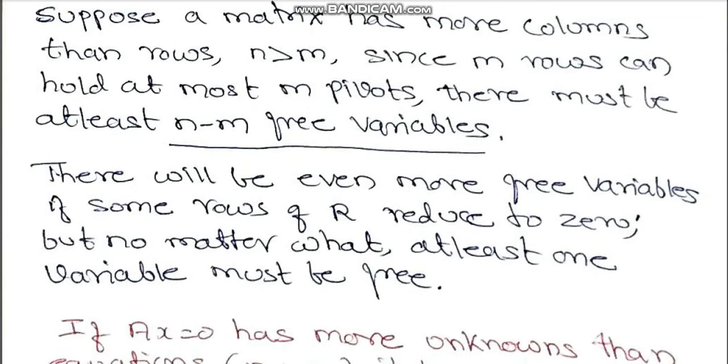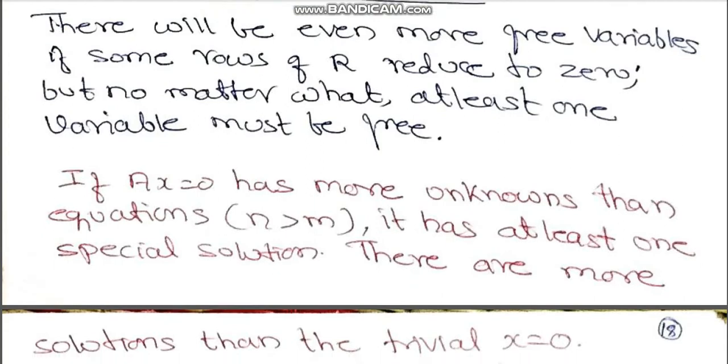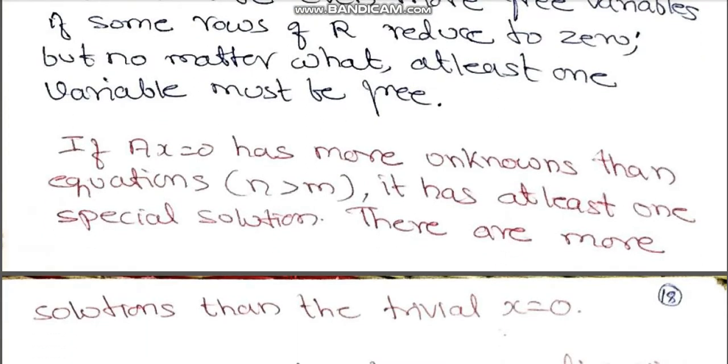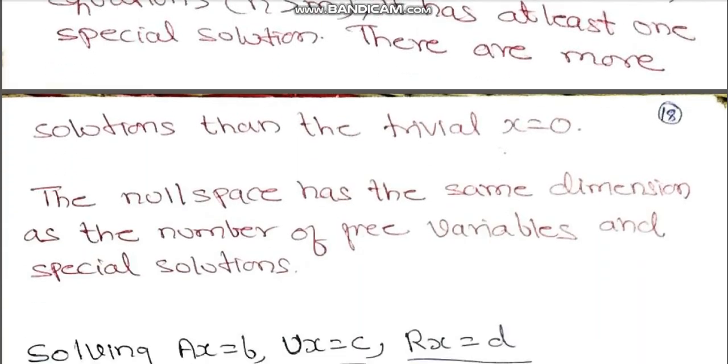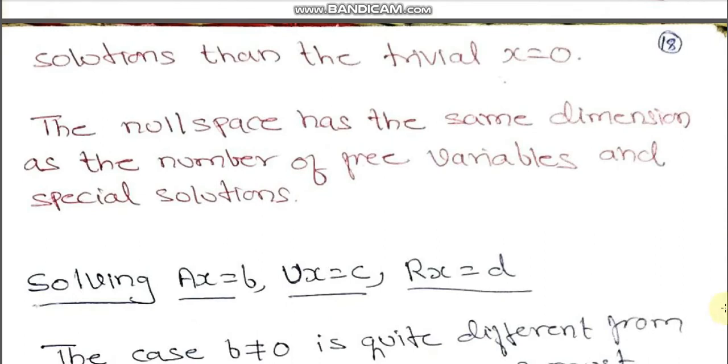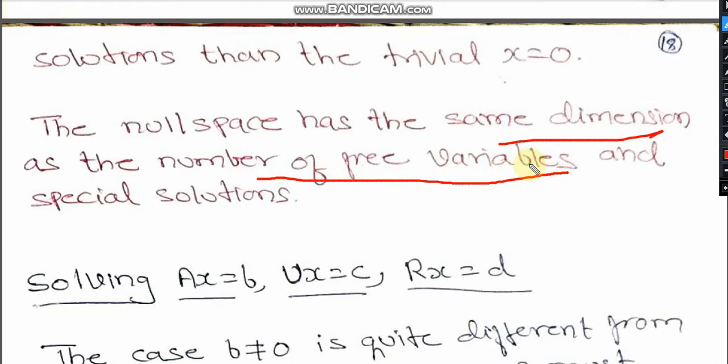So you should have at least one variable that must be free. If none of the variables are free, then you will have only a unique solution. And if you have at least one free variable, you will have many solutions. The null space will have the same dimension as the number of free variables. So the null space solution depends on the number of free variables.